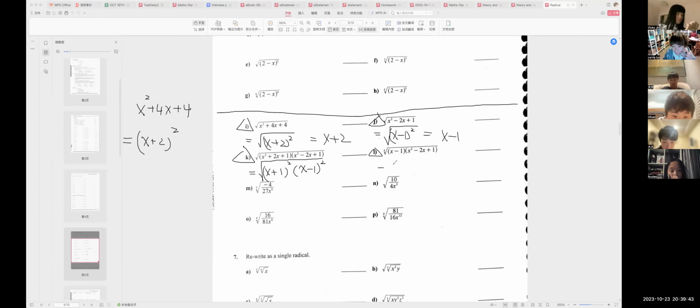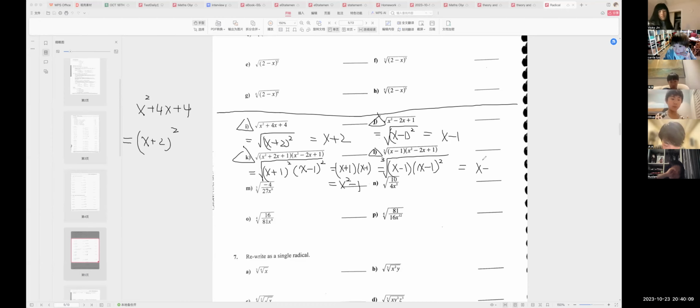Wait, is this our homework? Yes, this will be homework. Okay, let's look at number K. It's the square root of x plus 1 squared times x minus 1 squared. So the answer is x plus 1 times x minus 1, which is x squared minus 1. And this one equals x minus 1 times x minus 1 squared, which equals x minus 1 cubed, and the cube root. So the answer is x minus 1. Get it, everybody?